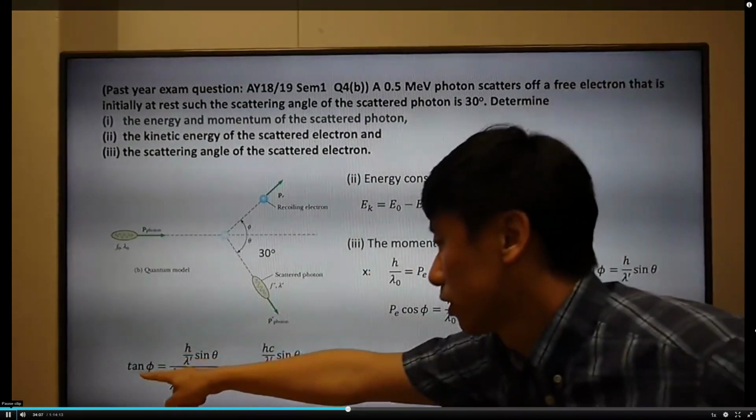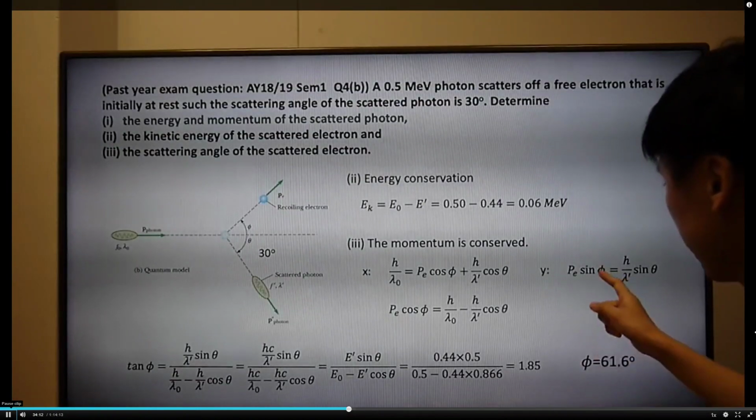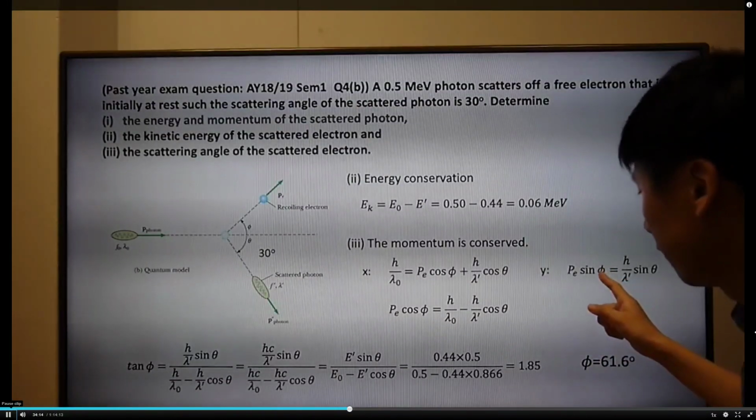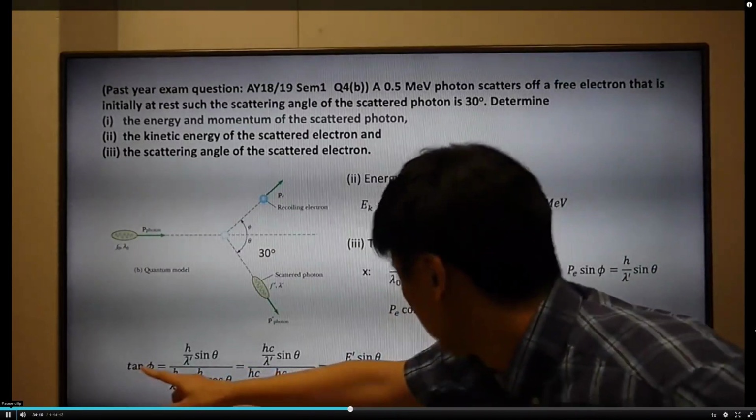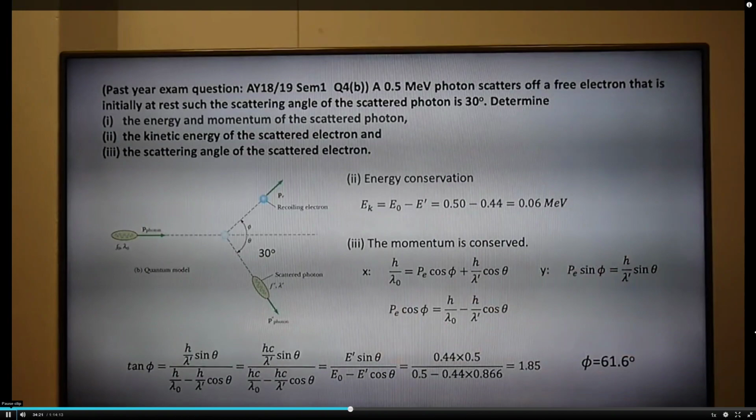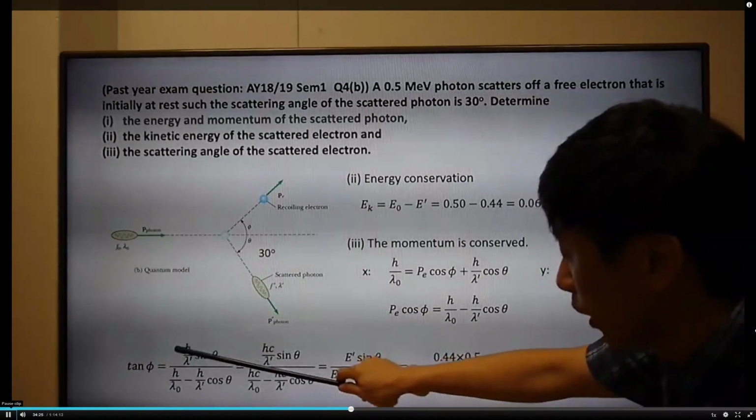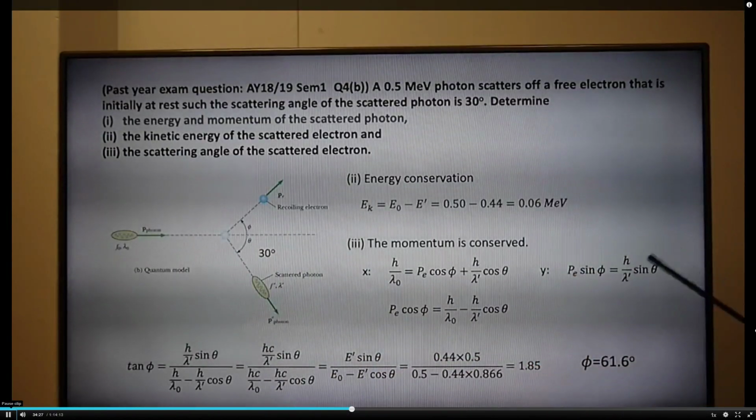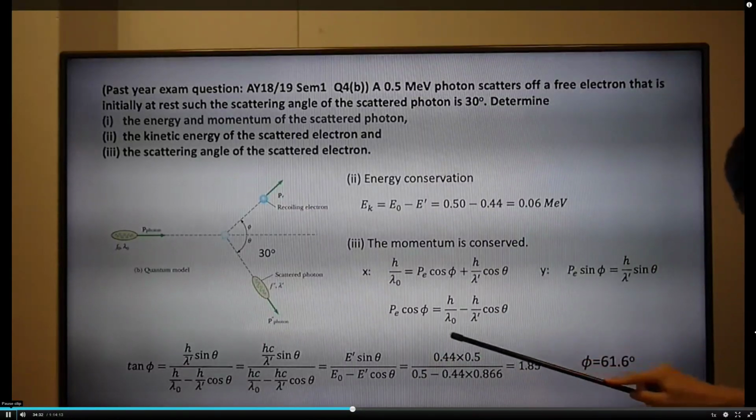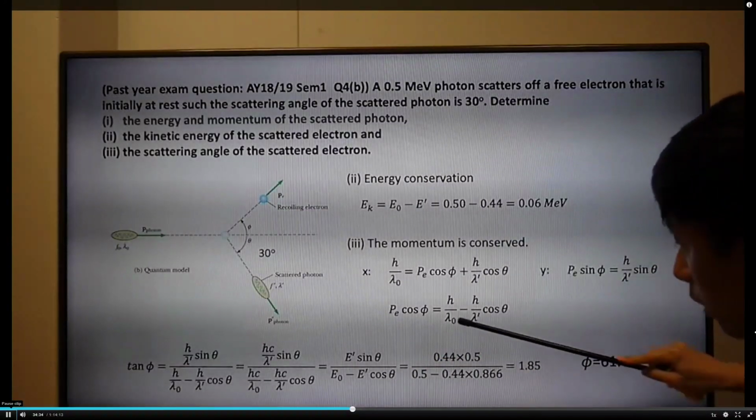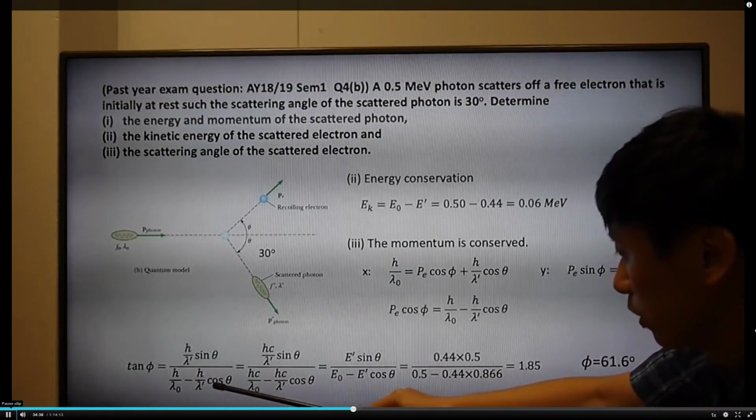Then you can have tangent B, which is the sine B divided by cosine B. Then it is tangent B. The P is cancelled out. Then at the numerator we have this term h over lambda prime sine theta. At the denominator we have this term h over lambda 0 minus h over lambda prime cosine theta.